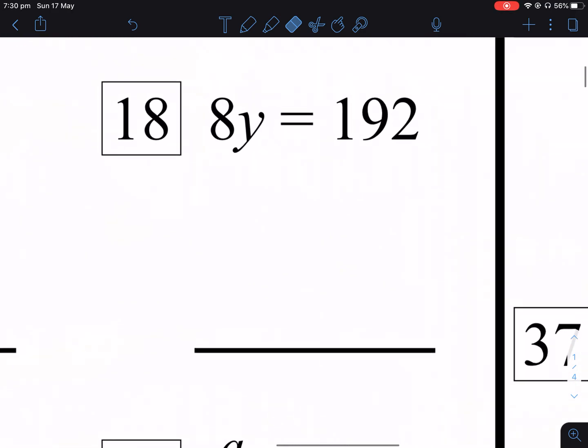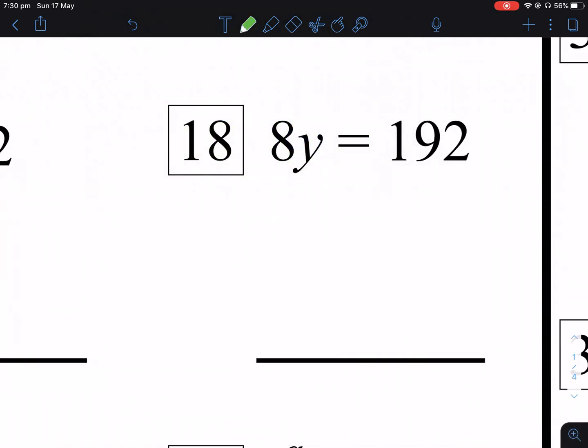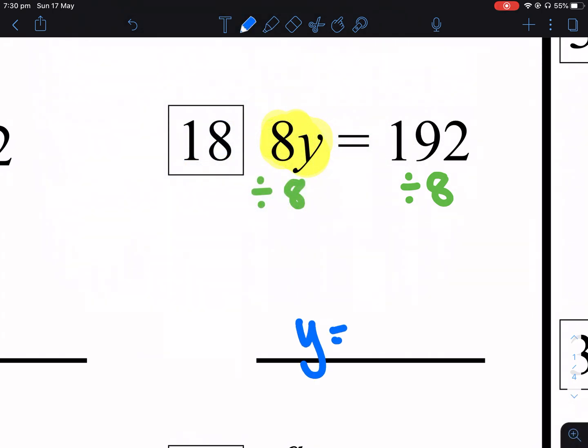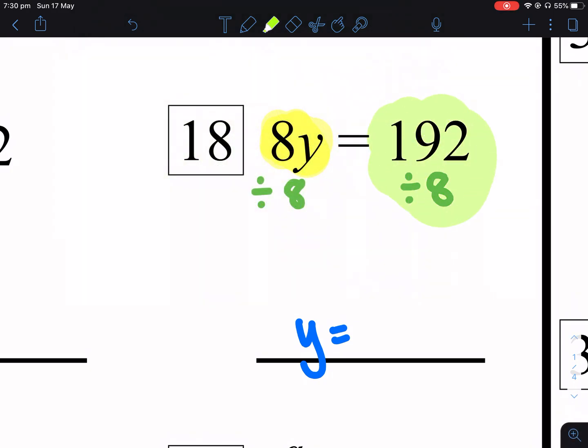So if we have a look at question 18, 8y equals 192. That's the same as 8 times y, so we're going to divide. And even if you don't remember that it's times, like if you associate every time you've got a number and then a letter and nothing in between, you divide to get rid of it, I'm okay with that. So we've got y equals. Now, it's really important that you do 192 divided by 8 and not the other way around. In your calculator, you want 192 divided by 8.